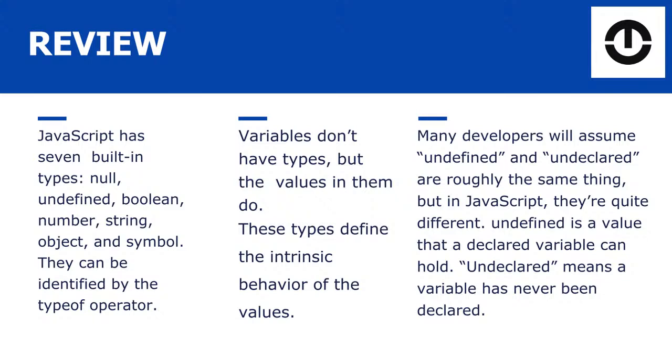They can be identified by the type of operator. The second thing I'd like us to remember is that variables don't have types, but the values in them do. These types define the intrinsic behavior of the values. The next thing I'd like us to remember is that many developers will always assume that undefined and undeclared are roughly the same thing. But in JavaScript, they're quite different.